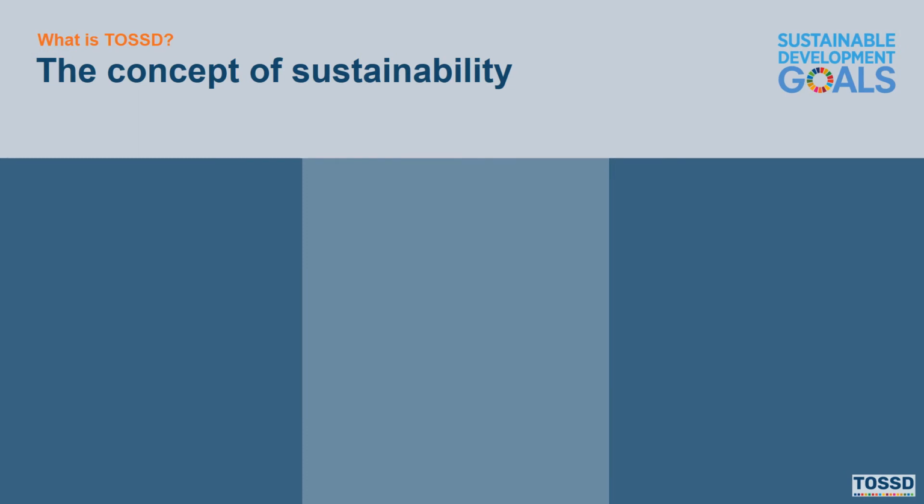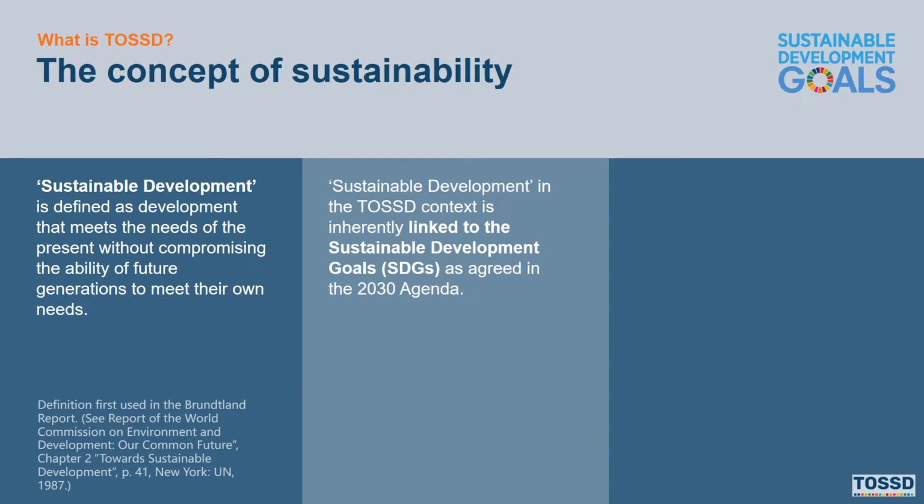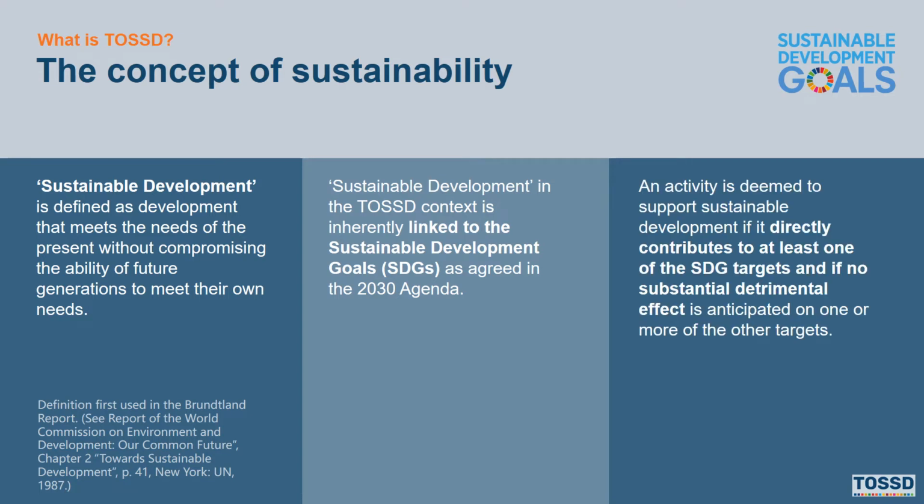In TOSSD, sustainable development is defined as development that meets the needs of the present without compromising the ability of future generations to meet their own needs. This definition was first used in the Brundtland Report of 1987. Furthermore, sustainable development in the TOSSD context is inherently linked to the Sustainable Development Goals as agreed in the 2030 Agenda. An activity is deemed to support sustainable development if it directly contributes to at least one of the SDG targets and if no substantial detrimental effect is anticipated on one or more of the other targets.